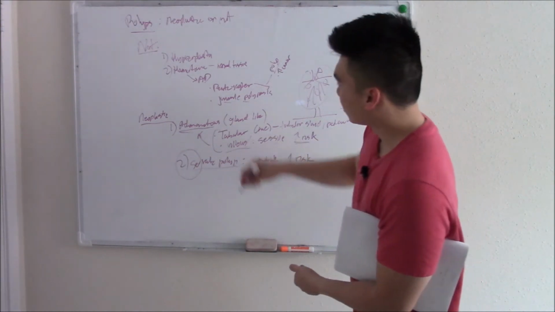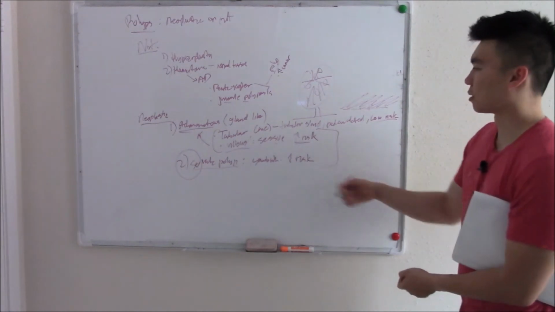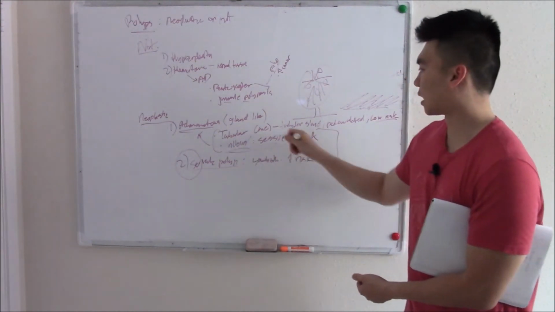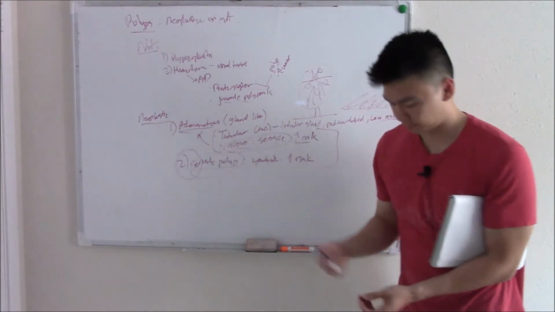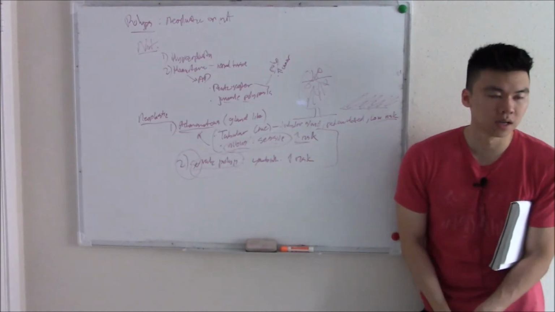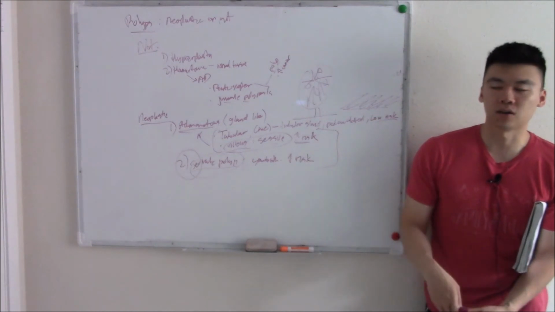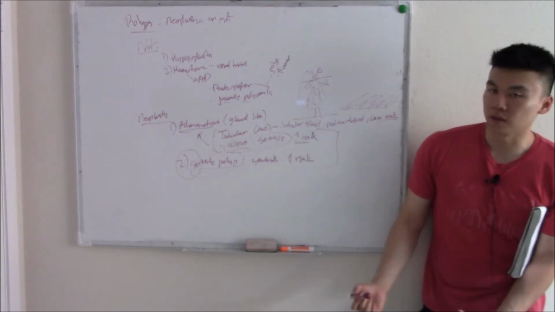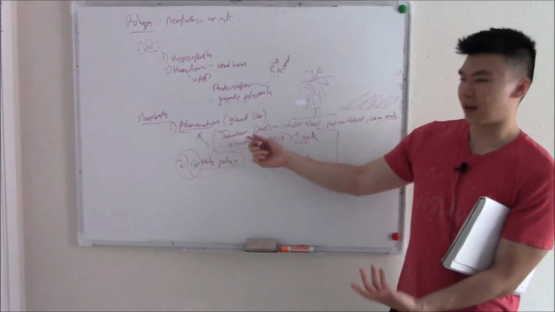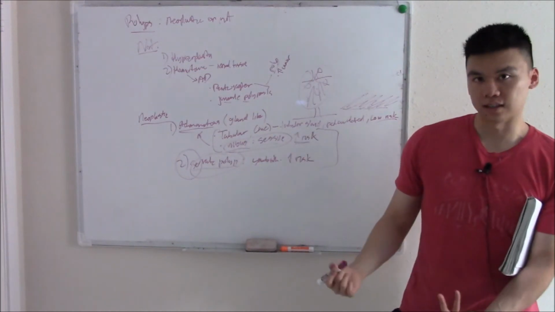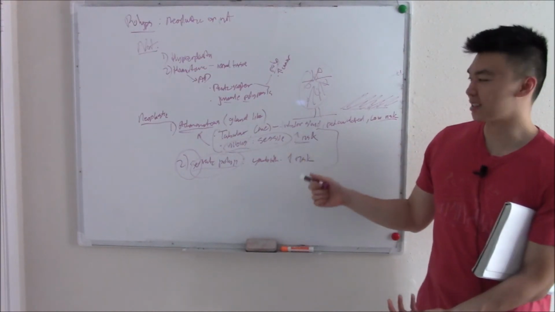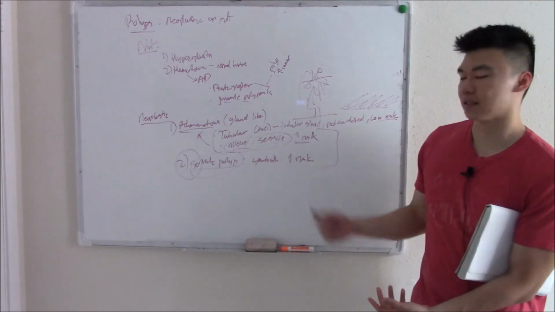So the polyps that you need to know that are high risk, always ask, are going to be your villous, aka sessile, and your serrated polyps. They'll talk about a polyp that's seen on colonoscopy and is taken out, and then they might say it's tubular. Is that high risk? No, it's low risk. Or they might say it's villous. Is that high risk? Yes, that's high risk. Or they might say it's serrated. Is that high risk? Yes, it's high risk.